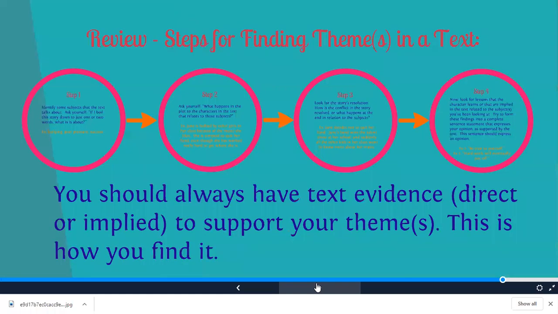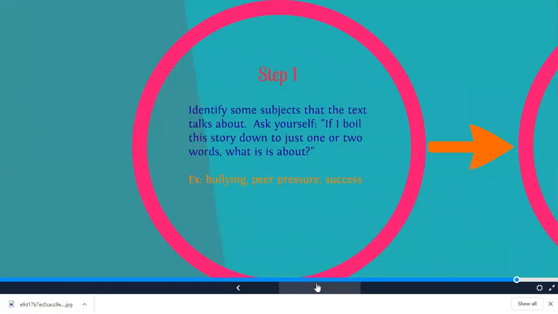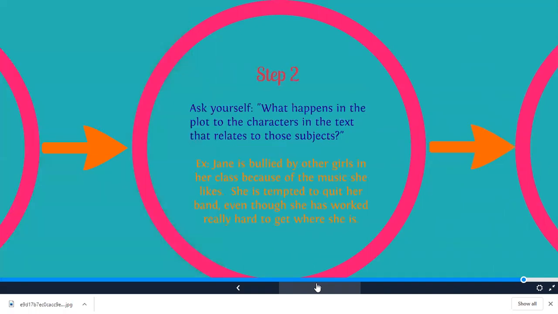Review these steps. Okay, so here are the steps. Identify some subjects in the text that it talks about. Ask yourself, if I boil the story down to one or two words, what is it about? Bullying, peer pressure, relationships, success. Ask yourself, what happens in the plot to the characters in the text that relate to those subjects? Jane is bullied by other girls in her class because of the music she likes. She is tempted to quit her band, even though she's worked really hard to get where she was.